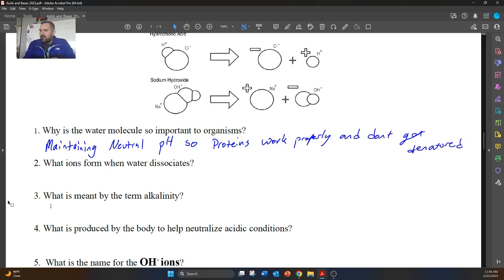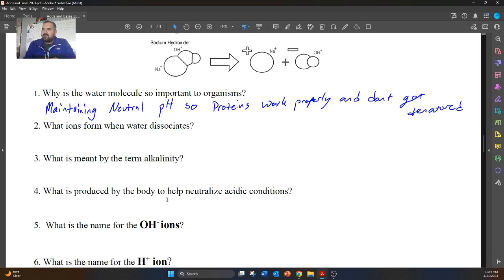If you can't read my handwriting, I'm sorry. I'm doing my best. All right, number 2, next person. What ions form when water dissociates? H plus and OH minus ions. All right, good.